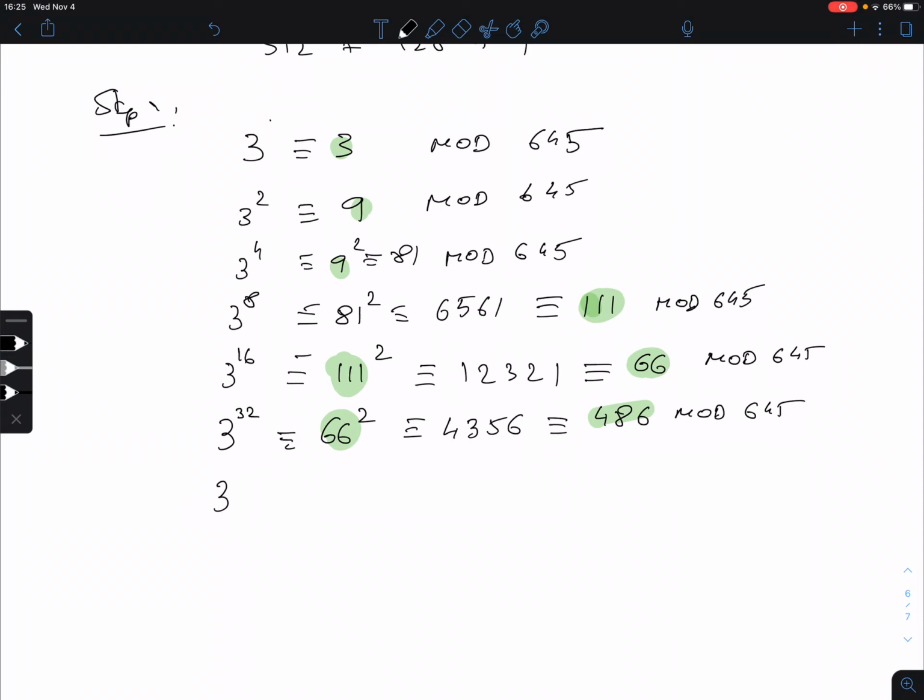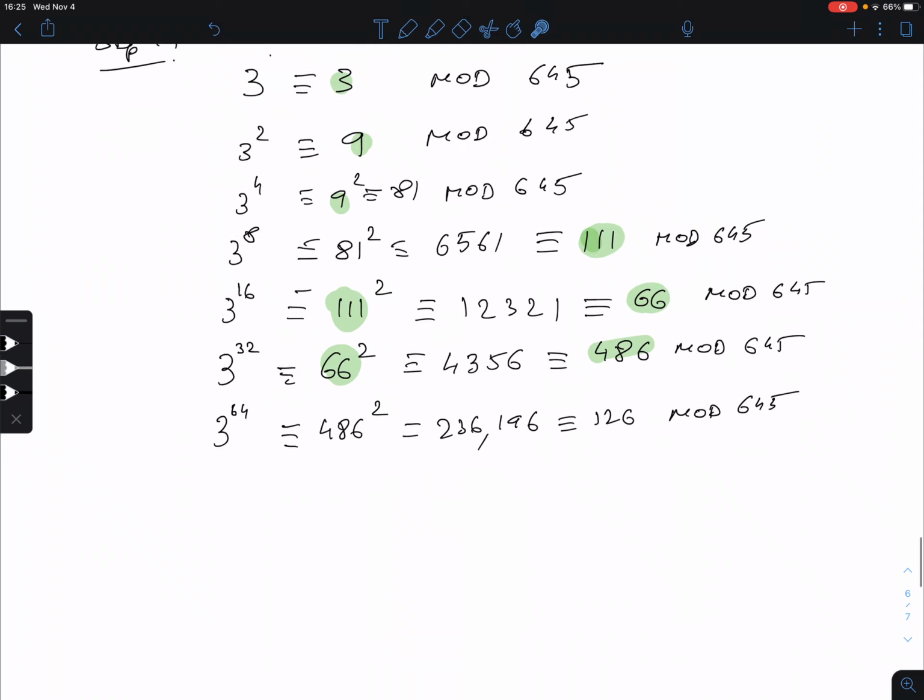We square the left-hand side, which just means doubling the exponent, and we square 486. Now, 486 squared is 206,196. And now we take the remainder mod 645, and that turns out to be 126. I hope you trust this calculation. I'm not explaining how you do these steps, I'm skipping them now, okay? You know how to do this, so I'm going to skip these. Okay, we got a new number.